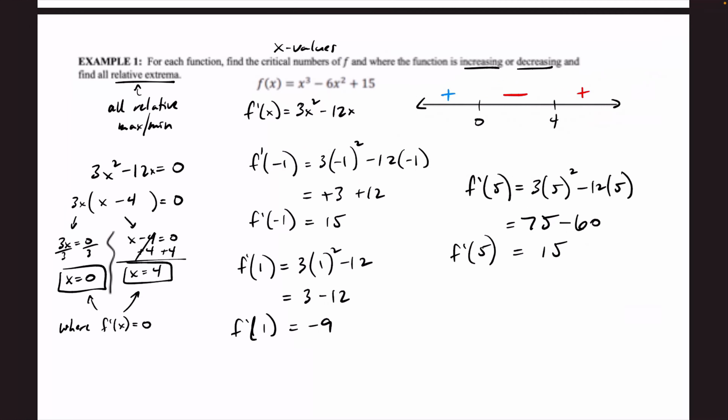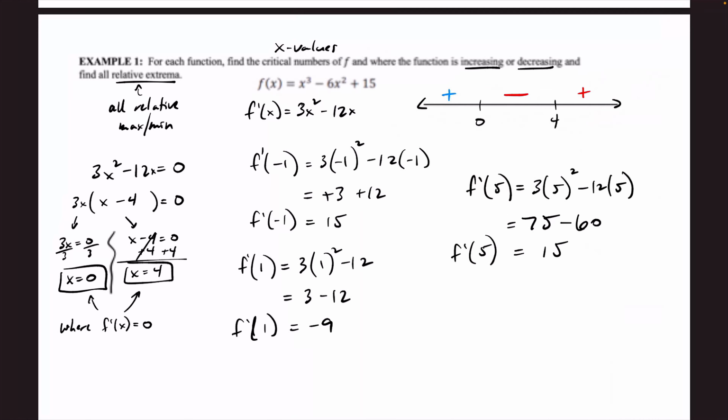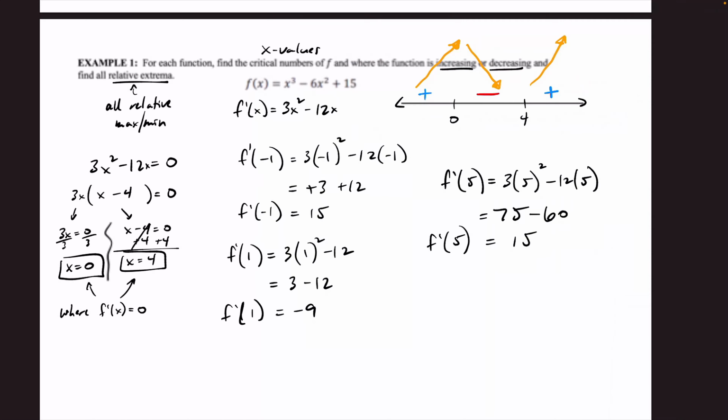So f, the original function, before 0 was increasing. And then at 0, it switched and went decreasing. And then at 4, it switched back again to increasing. That's what the picture should look like. If I were looking at the picture, I would look for something that started at increasing, then switched at 0, and then switched again at 4. Okay? So let's answer the question now. We haven't even answered the question.